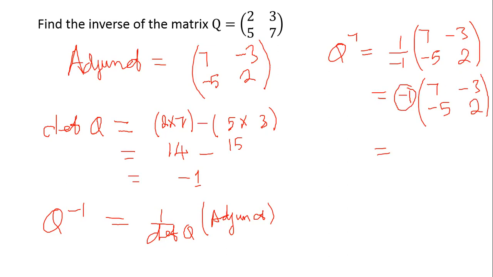So it will be -1 times 7, and that gives us -7, and -1 times -3 is 3, -1 times -5 is 5, and -1 times 2 is -2. So this will be the inverse of what? Of Q. Yes.